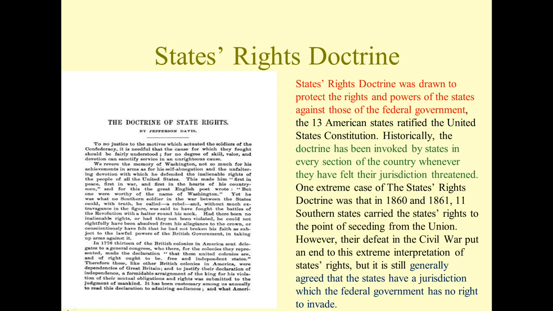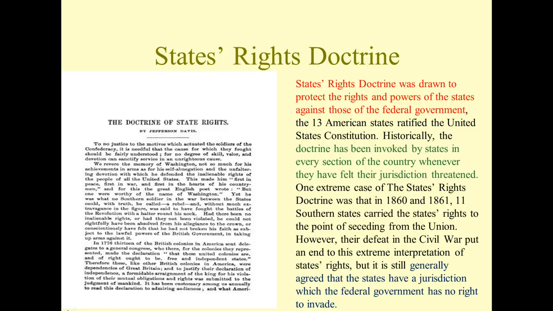Okay, let's talk a little bit about states' rights. If you look over here on the right, it says the states' rights doctrine was drawn to protect the rights and powers of states against those of the federal government. A lot of times people are too worried about the federal government taking too much power. Back in our early history, everybody was hoping and praying that the states would just retain their power and the federal government would just sit back and protect us and have an army and a navy and monitor our business.